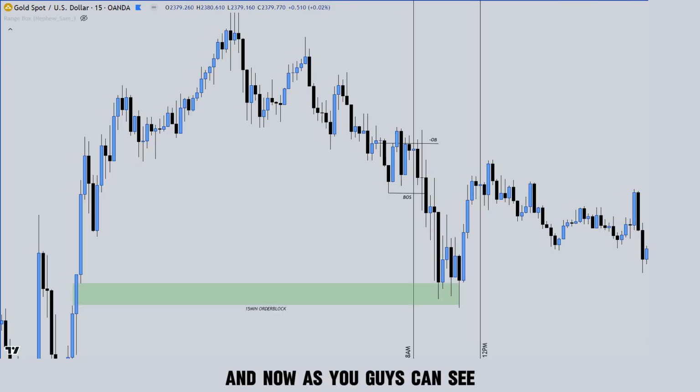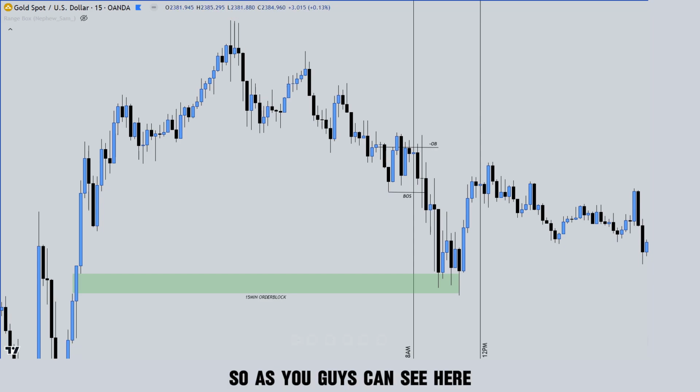And now, as you guys can see, we're on gold on the 15 minute time frame. So the first thing we have to do is just develop our higher time frame bias. As you can see here, before we develop this sell right here inside and buy right here, we first had this sell right here, right, that led to this buy right here.